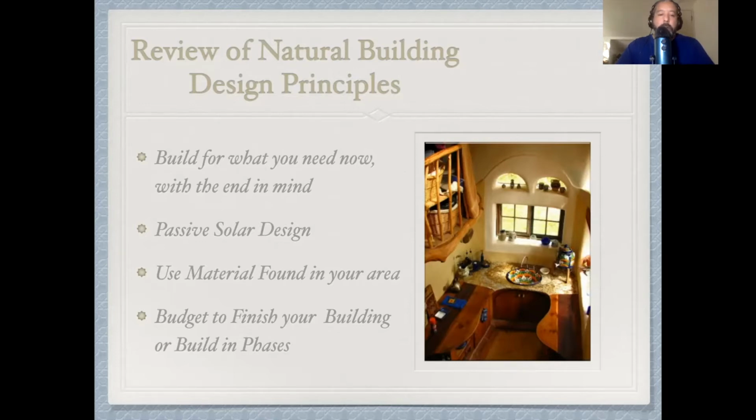We also want to consider a budget to finish your building, so you want to make sure that you are building in phases, which is basically similar to building for what you need now. When you're building with a budget, you want to try to not build too much so that you run out of money. Let's say you have enough to build 300 square feet. So you start off with a 300 square foot space. That could be a kitchen, living room, dining room kind of situation, with a little loft above. And then as you have more budget, more money, you can start to expand that.